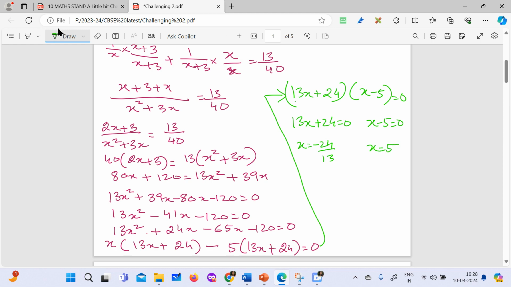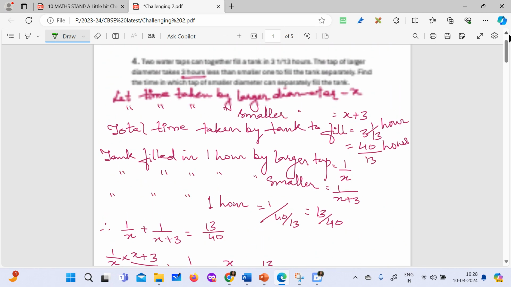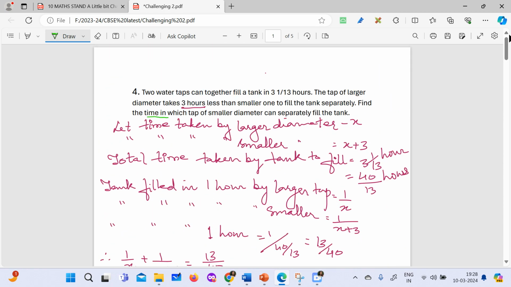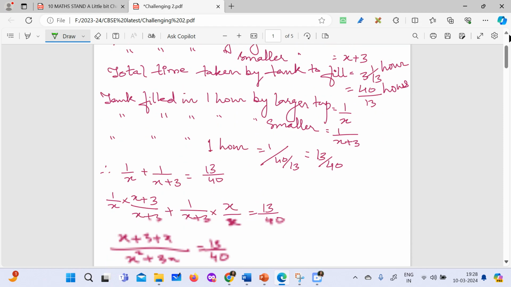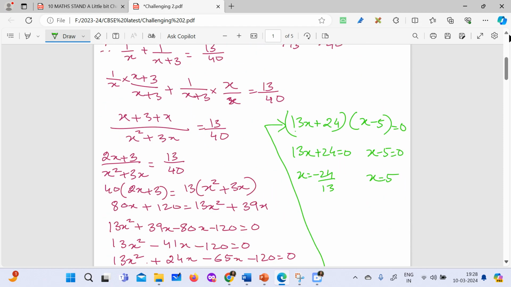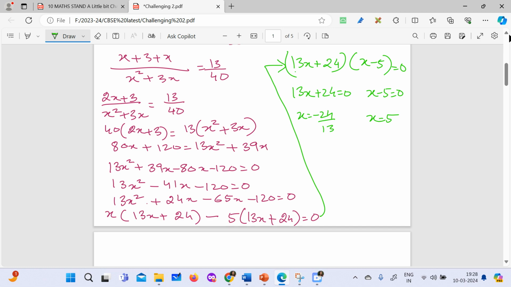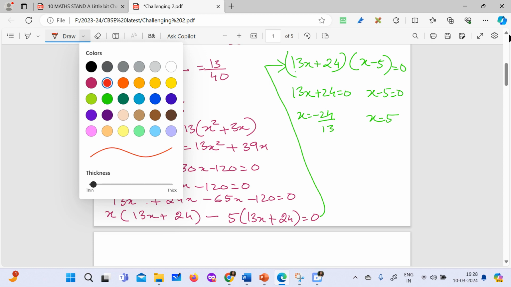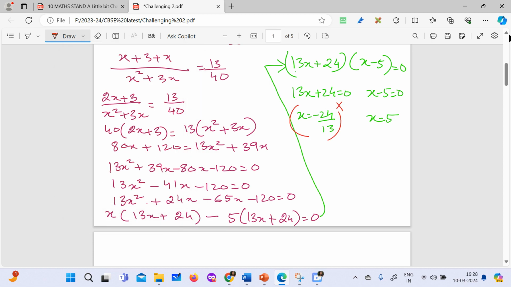Now, what was your question? Find the time in which the tap of smaller diameter can separately fill the tank. So we have to write the time. Now this one, the time, here it is negative, so it is ruled out. Time cannot be negative, so we will not take this one, and we will take this. So your x is 5.